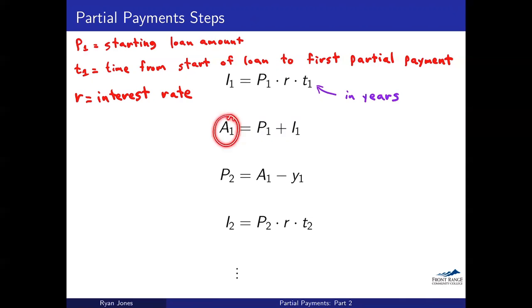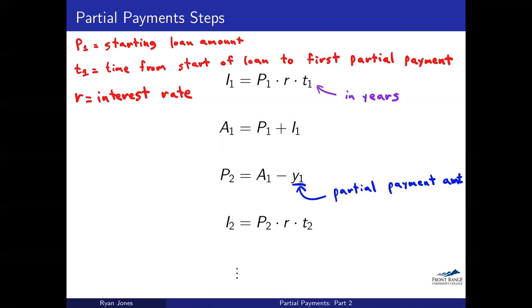So now that I owe this amount A1, I subtract off what I'm calling Y1, which is our partial payment amount, abbreviated AMT. So if I take the amount that I owe on the day I make my partial payment and subtract off the amount that I pay, that gives me a new principal. That new principal just says, this is now how much you owe after you've made your partial payment.